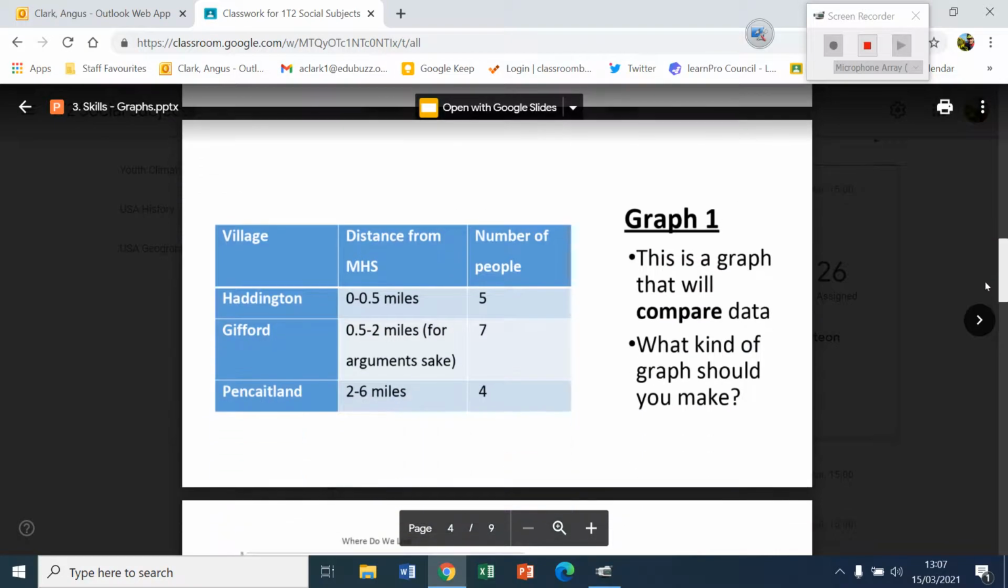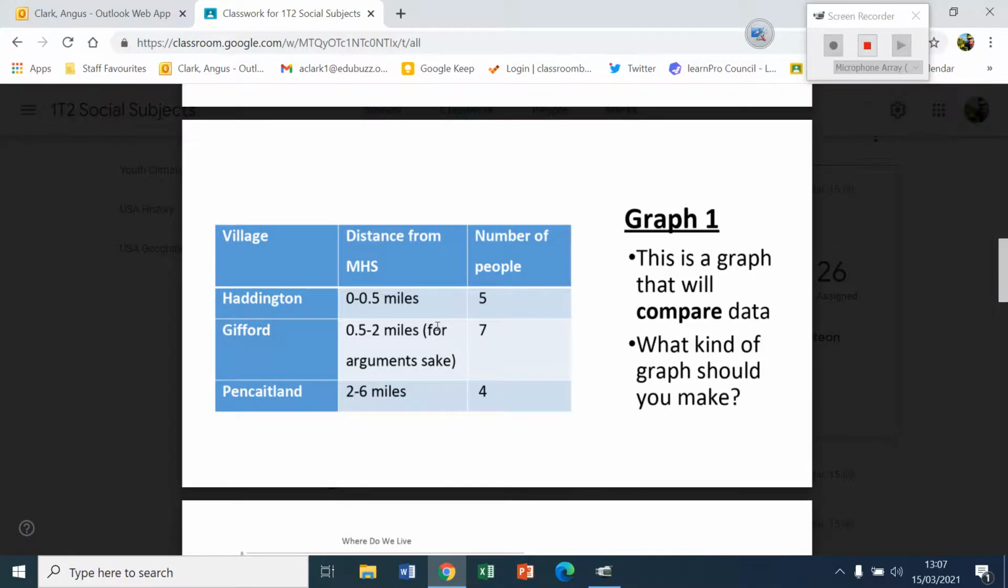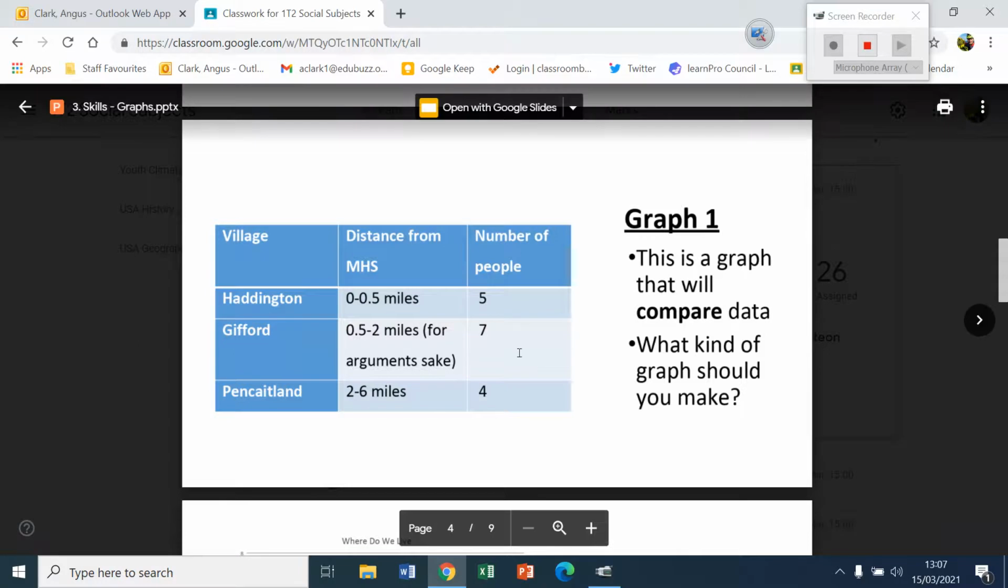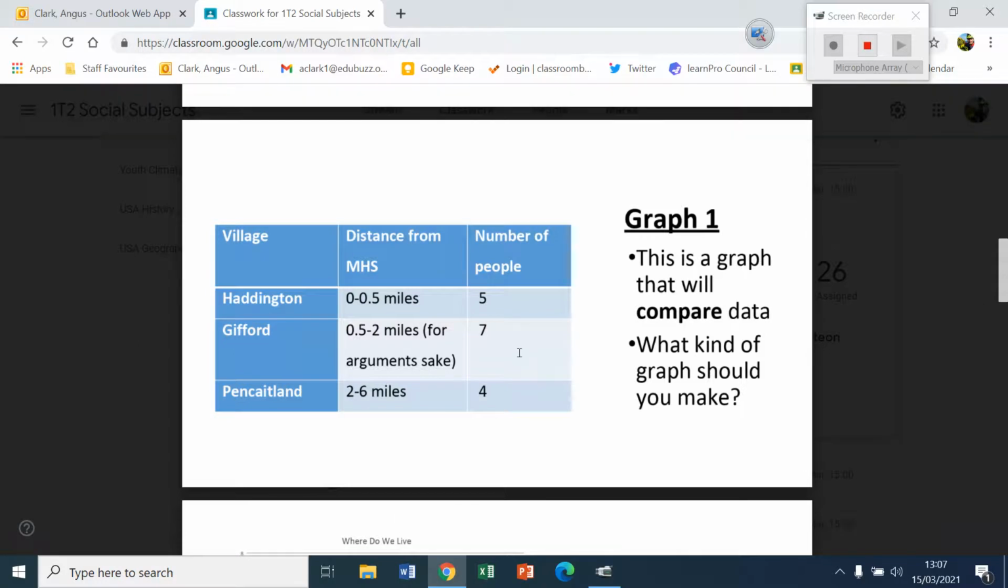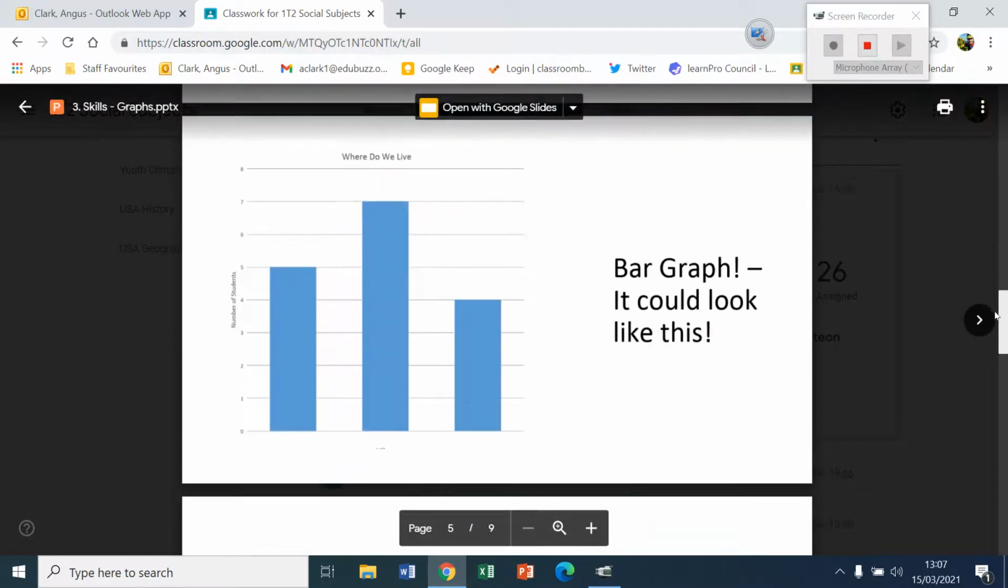So the first task you've been asked to do is make a graph using this information. You'll be given some villages, some distances from different areas, and these are meant to be distances from maybe Knox Academy, and a number of people in each area. Let's say, just for making one up, and we're going to be able to compare data. What graph would you use to make something like that? And if you're able to answer that, you can pause the video, have a think, and see what you come up with. But really, one of the key things would be a bar graph.